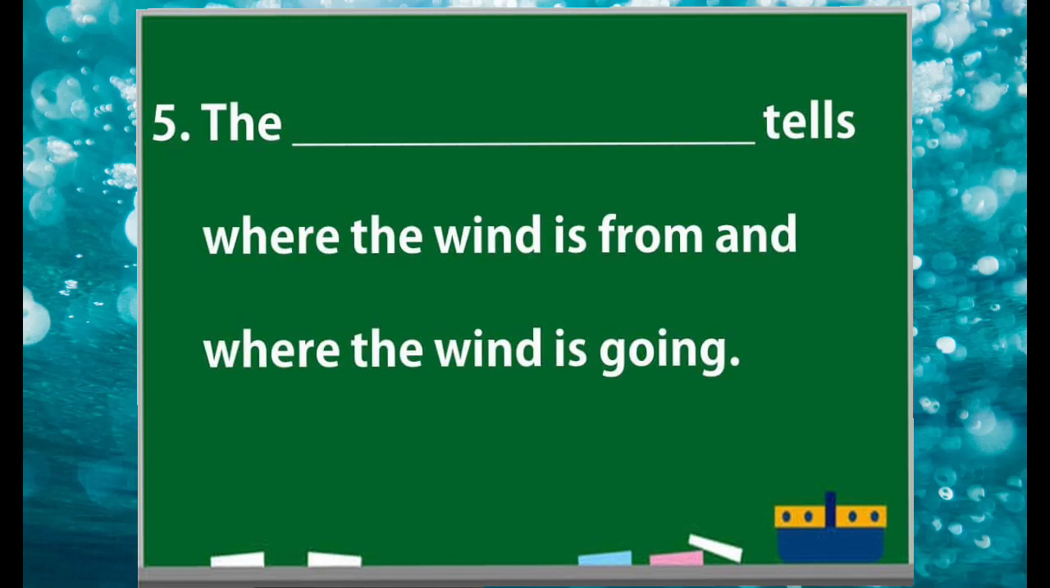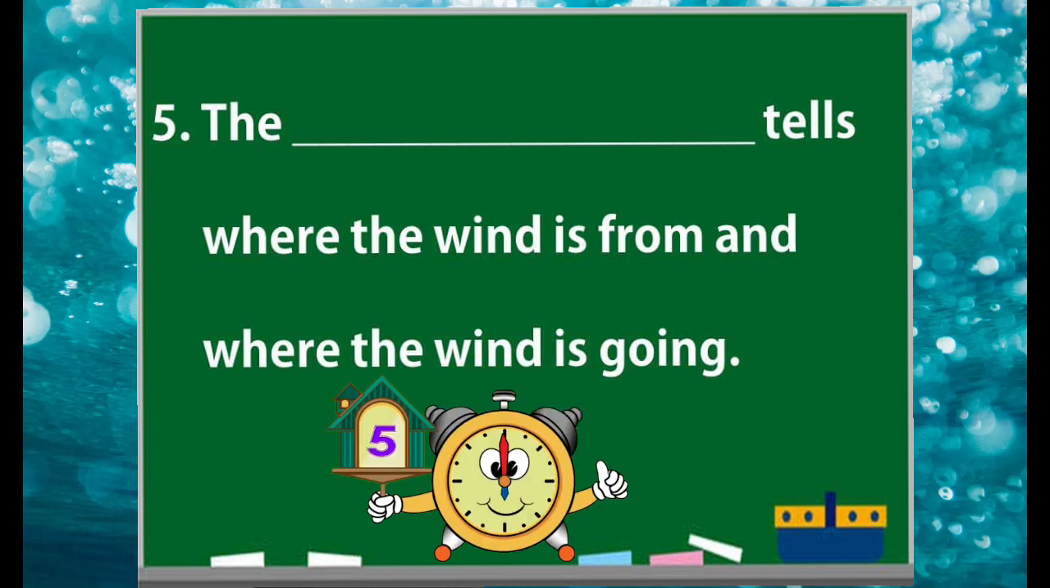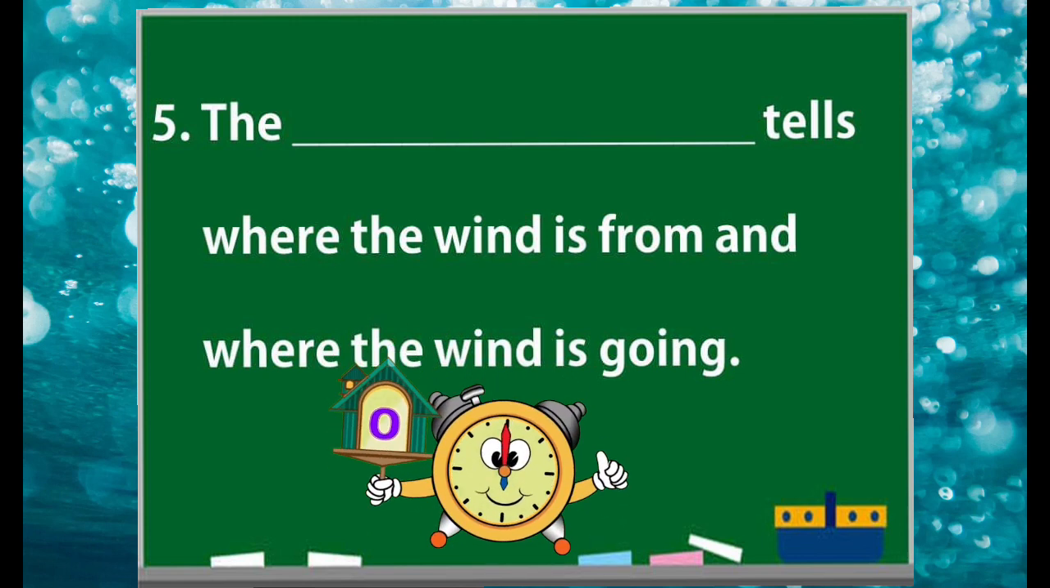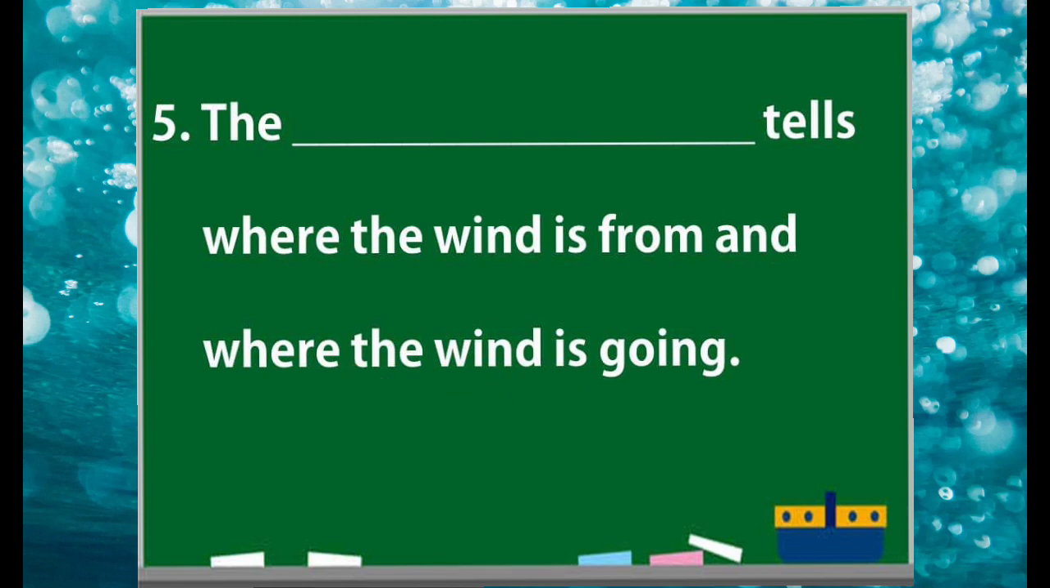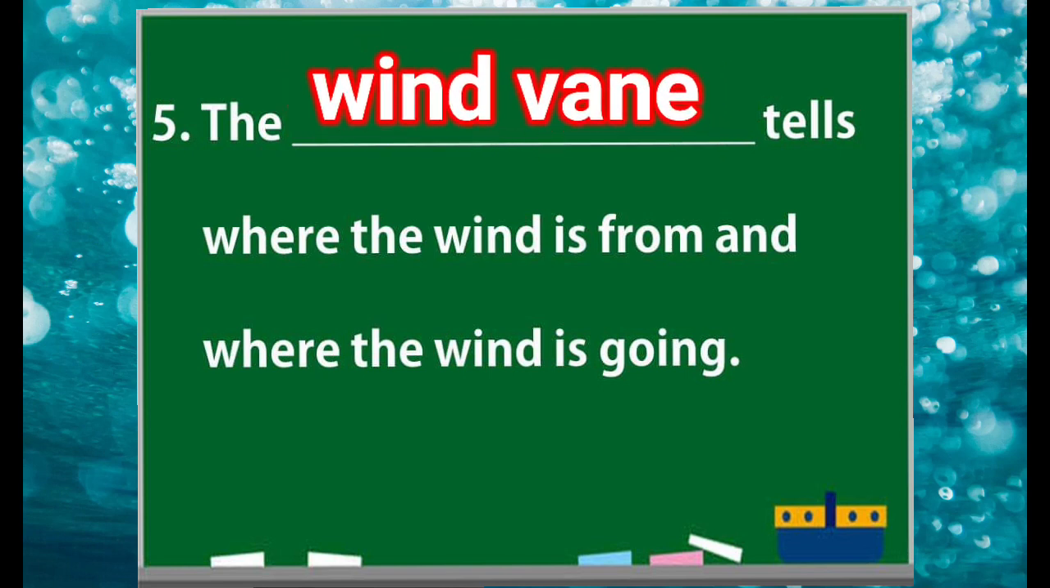Number 5. The blank tells where the wind is from and where the wind is going. Timer starts now. Time is up! What is your answer? The right answer is wind vane. Good job!